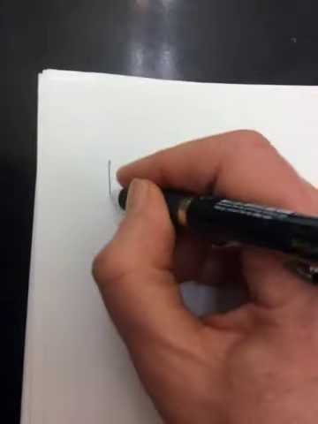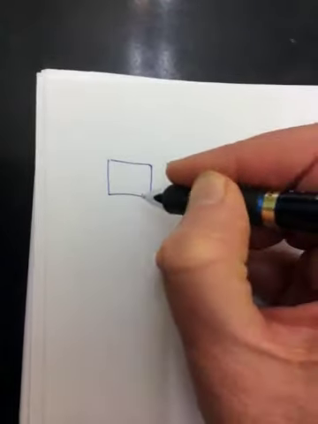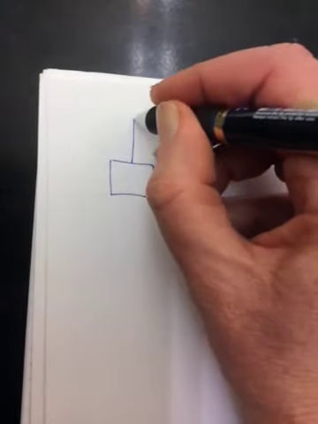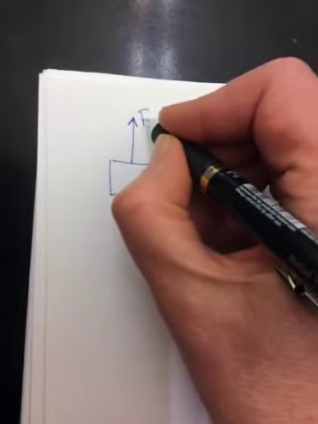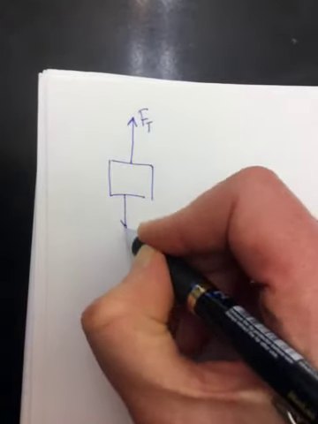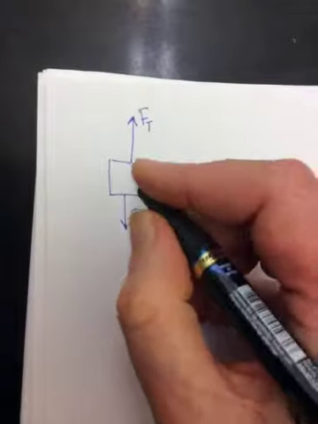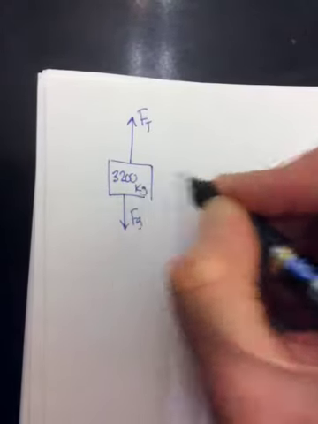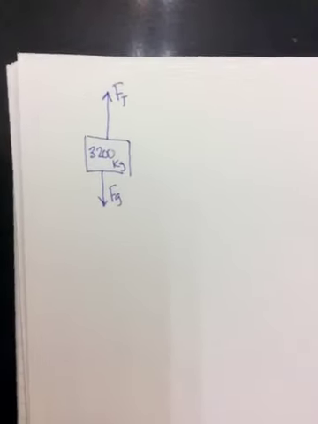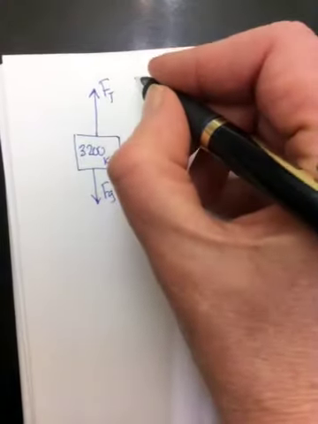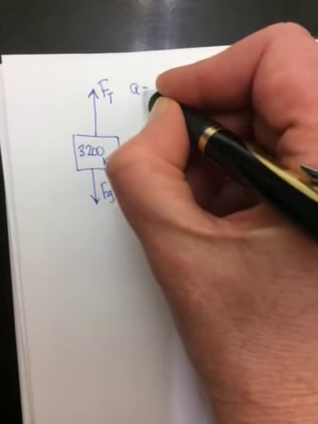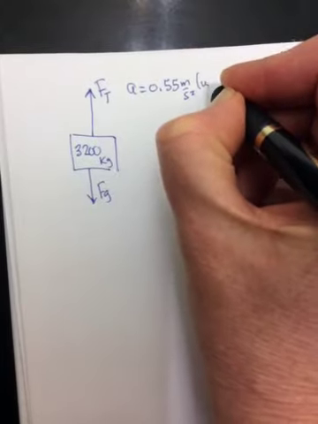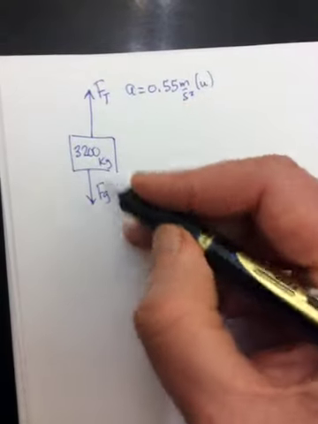And easy ones are like if you have an object, and maybe that object is an elevator, and you're going to pull upward with some force tension, and gravity's going to act downward. And maybe with all the people on the elevator, there's 3,200 kilograms here, okay? And so the question would be, what's the tension? Oh, the elevator is accelerating upward. So a is 0.55 meters per second squared upward. So the question would be, what's the tension in the rope?